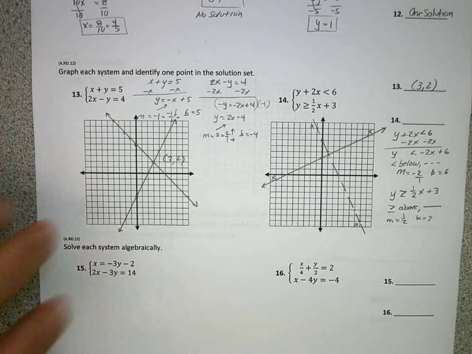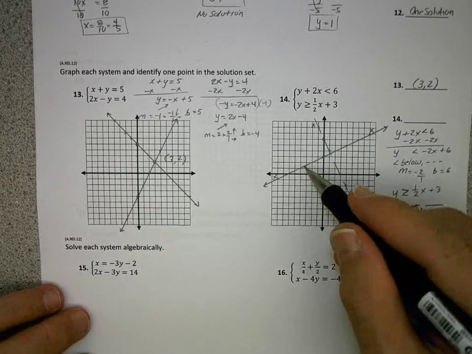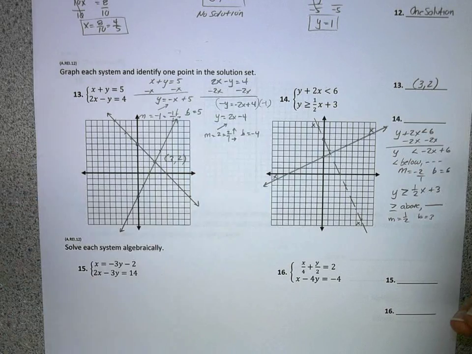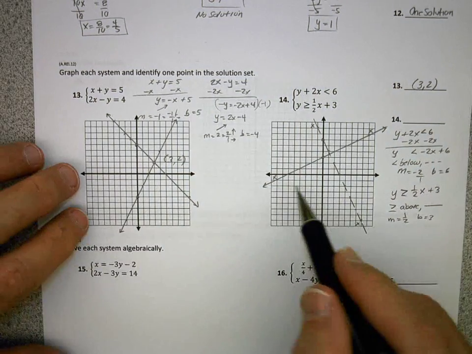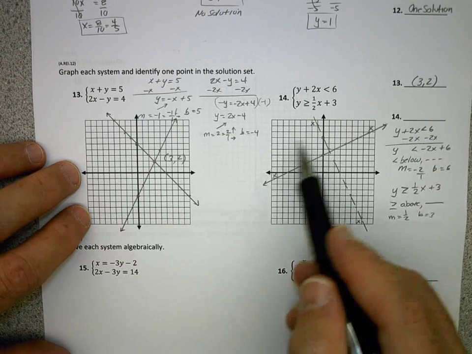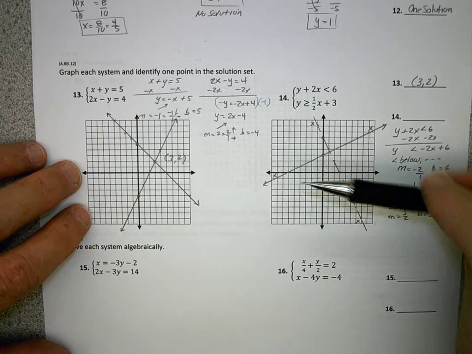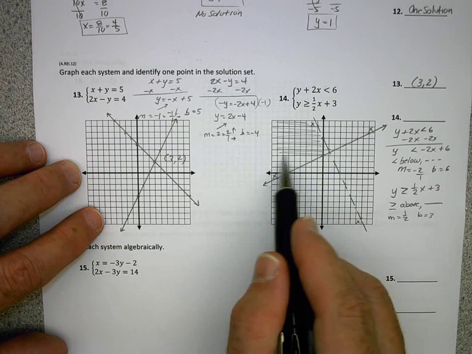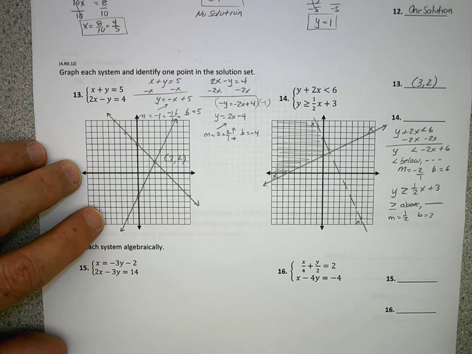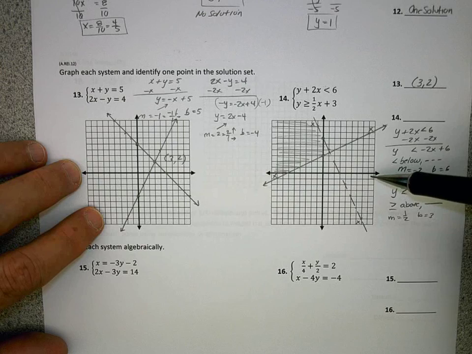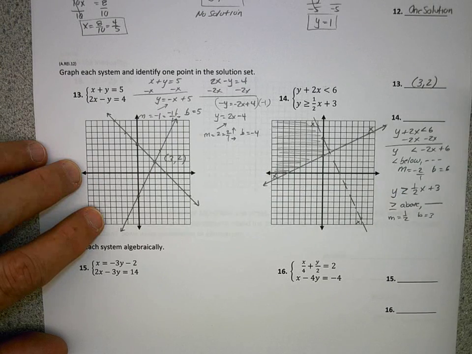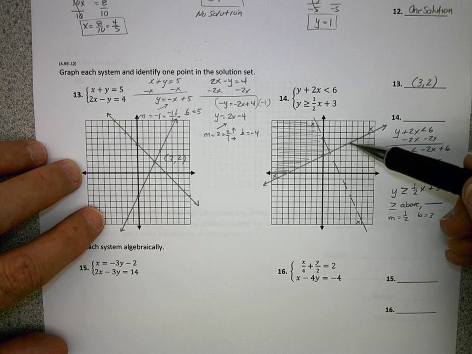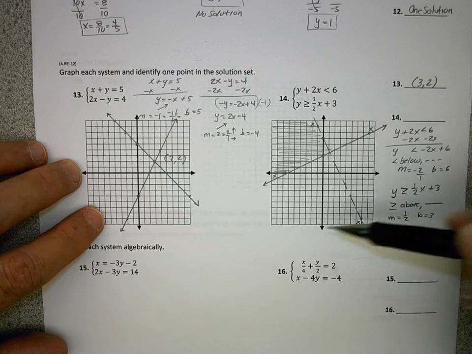Now what I'm looking for is which section is both above this line and below this line. And I can see by my X's that it's right here. This section here is below this line and above this line. So my answer is to shade in this section right here. This section over here doesn't satisfy either equation. This section satisfies the second equation, but not the first. This one satisfies the first, but not the second.